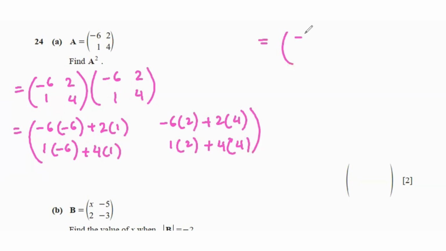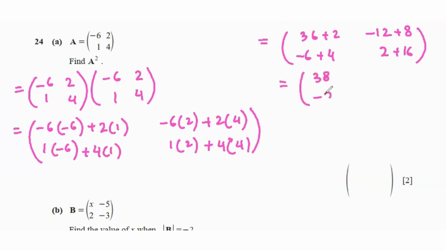which will be -36 plus 2, -6 plus 4, -12 plus 8, and 2 plus 16. Positive 36 over here. So that's going to be 38, -2, -4, and 18. That is your matrix for A squared.